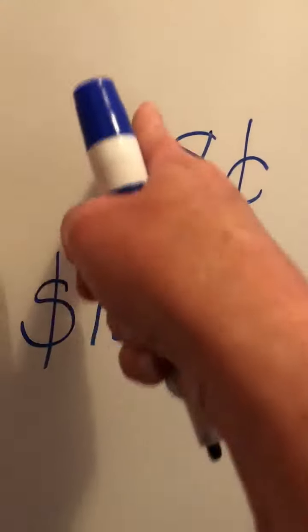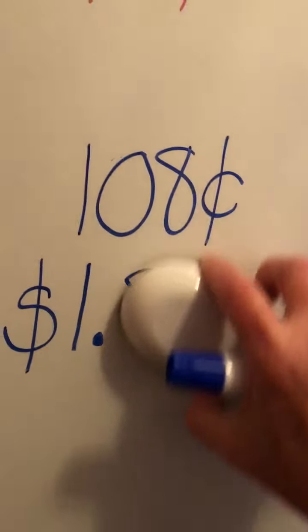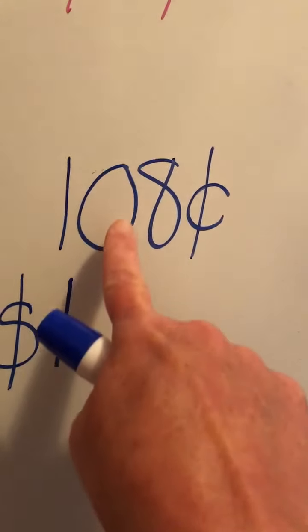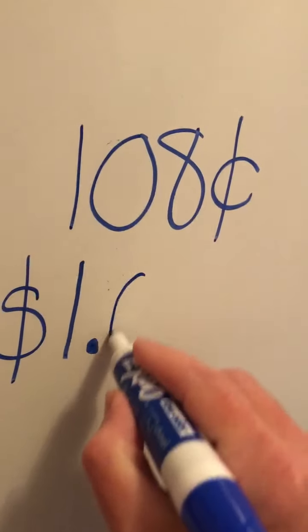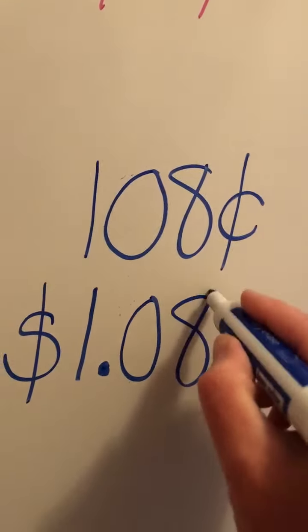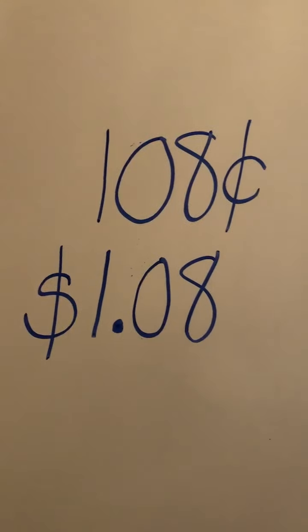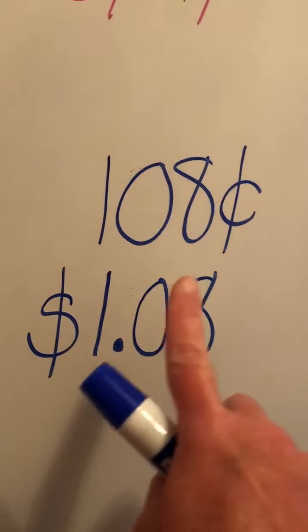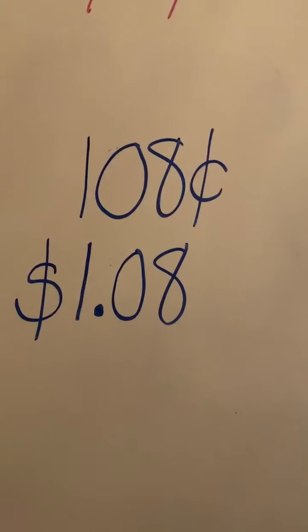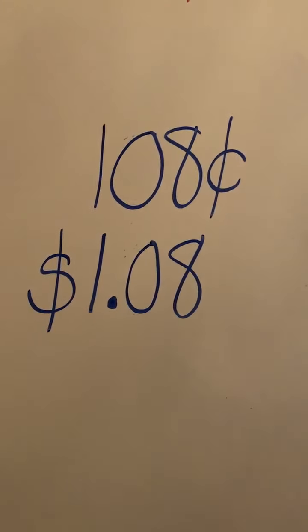Okay, so if we don't have tens, we have to show those tens, don't we? So what would I do? All right, I have $1 and how many tens? 0 tens. How many ones or pennies? 8. Does that look right to you? Yes, this says $1 and 8 cents. Good job.